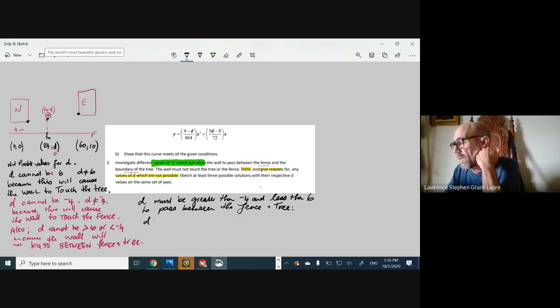D is between -4 and 6. All right. So that keeps our restricted values: not -4, not 6. All right. That's fine.